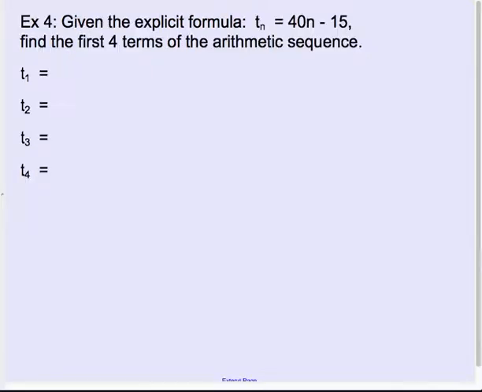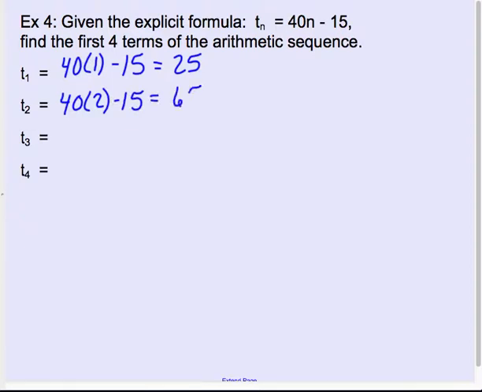Our last example, this time we're given the explicit formula, and we need to find the first 4 terms. So all we need to do is sub in the number of the term. So if I'm looking for the first term, I'll substitute 1. 40 minus 15 gives me 25. Substituting 2. 80 minus 15 gives me 65.